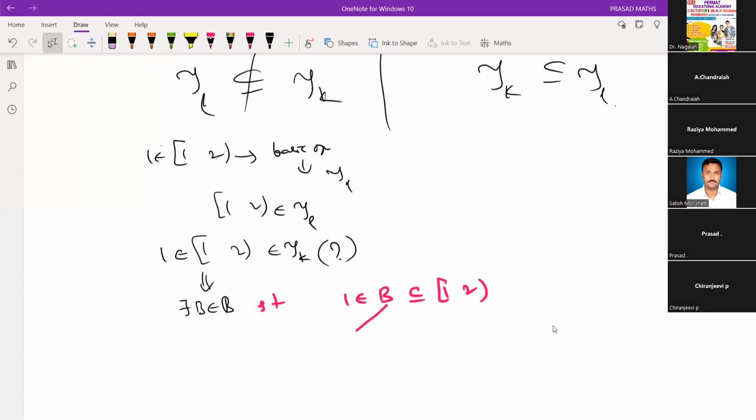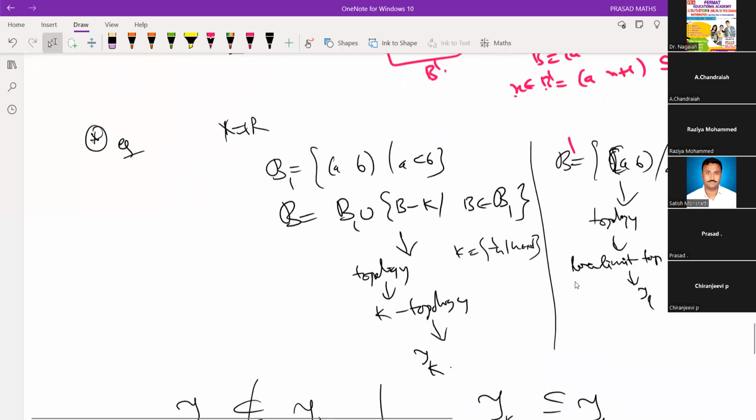But any basic open set with respect to the K topology is of the form segments, or segments minus K. Understand? In Rudin, this notation is nothing but a segment, that is, an open bounded interval. So the basic open sets are open bounded intervals, or open bounded intervals minus K.